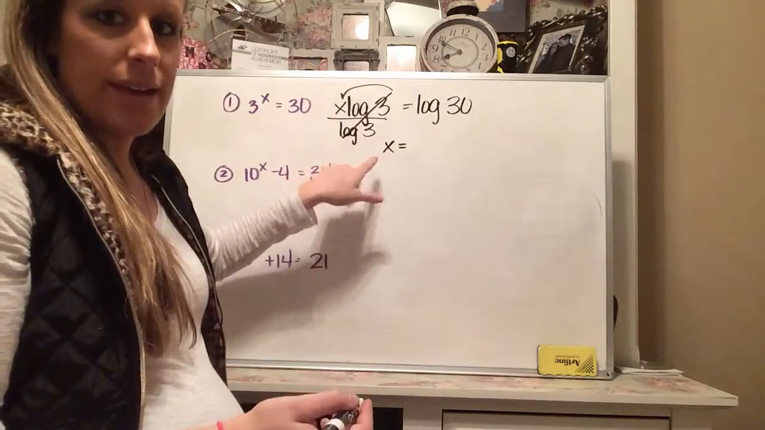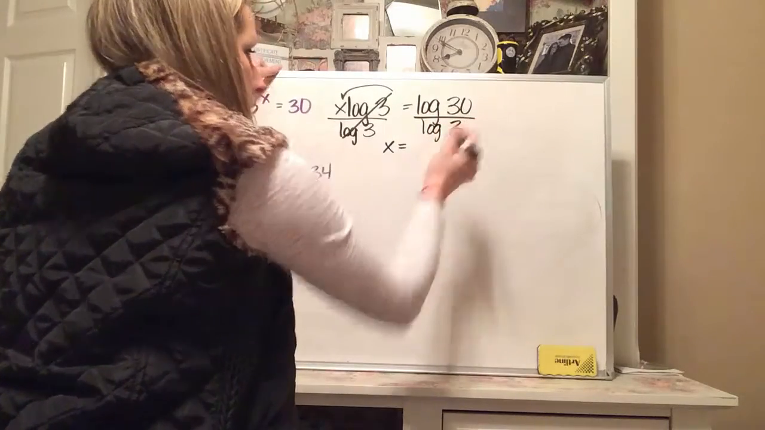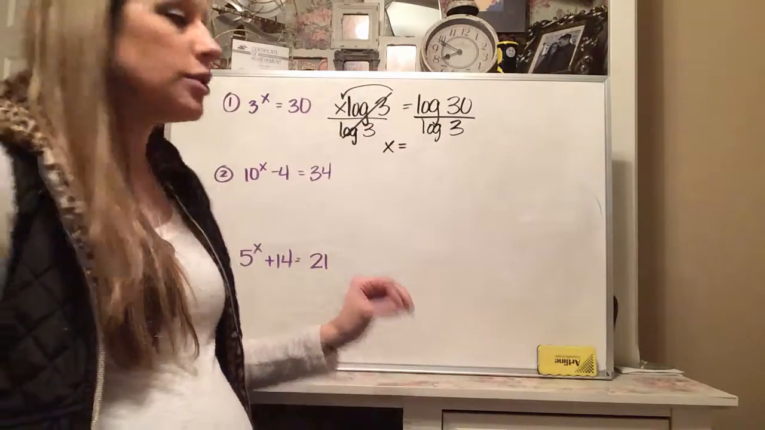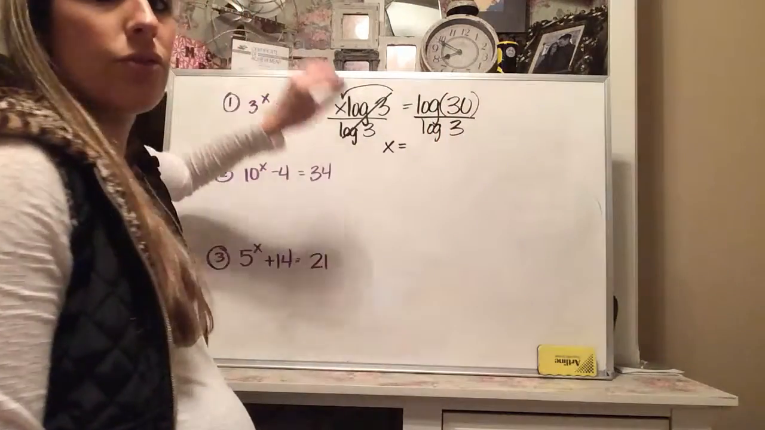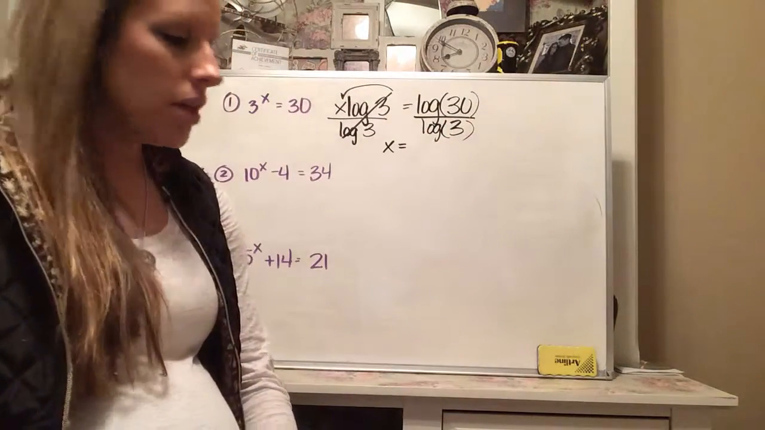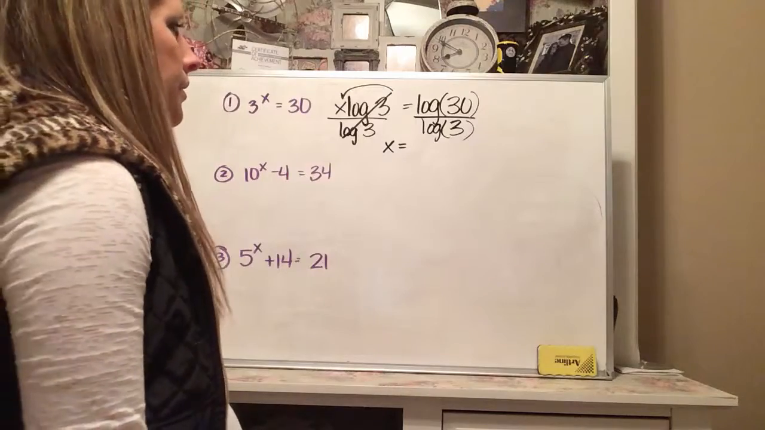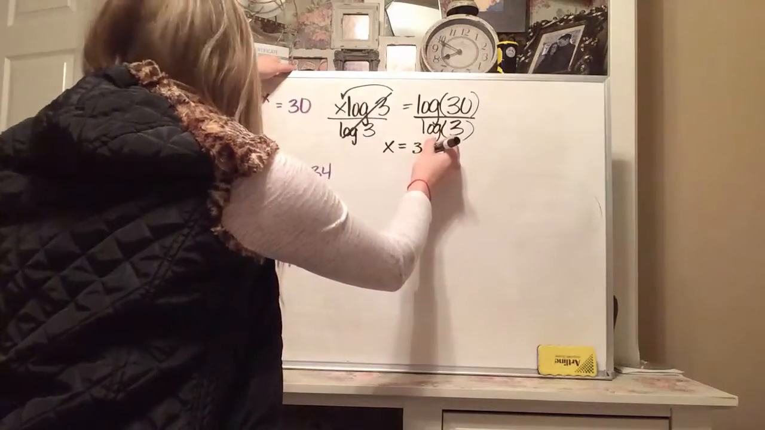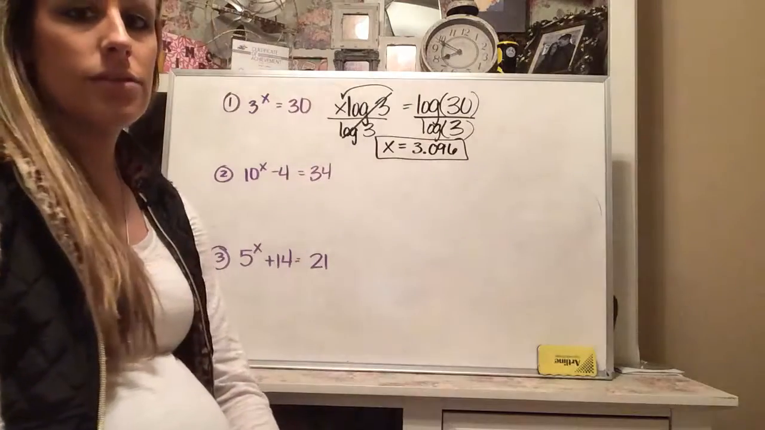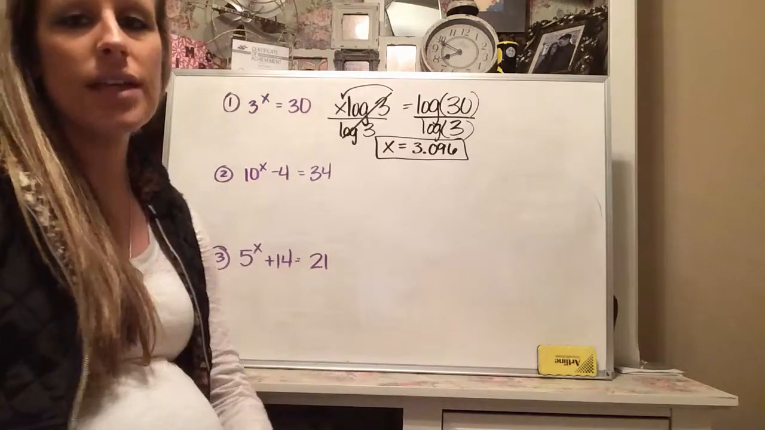Now, what I do to one side, I have to do to the other. So I'm going to take the log of 30 divided by the log of 3. I want you to punch that in your calculator. Remember from last week, you have to close the parentheses on the numerator before you press divided by log of 3. Go ahead and punch that in: log of 30 divided by log of 3, rounded to 3 decimal places. So you should get x equals 3.096.